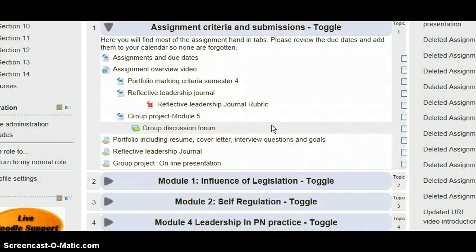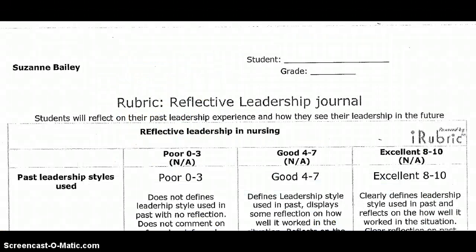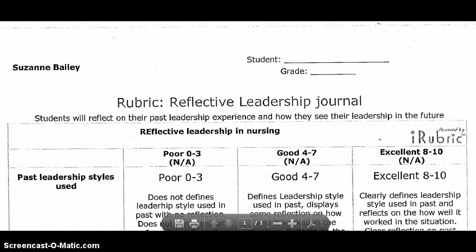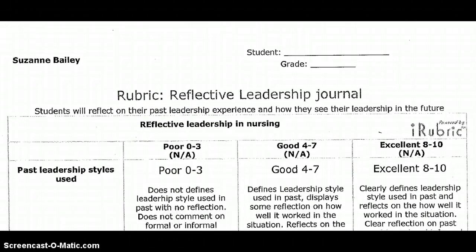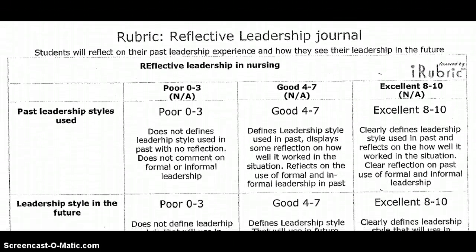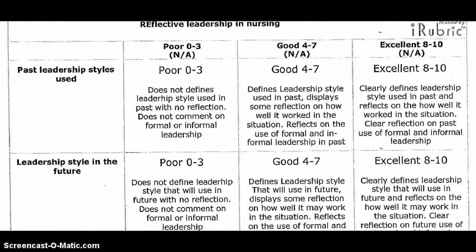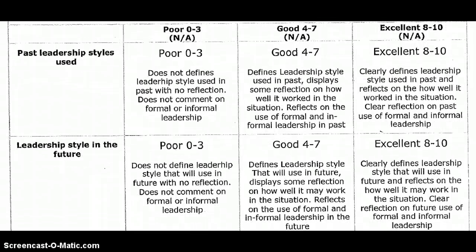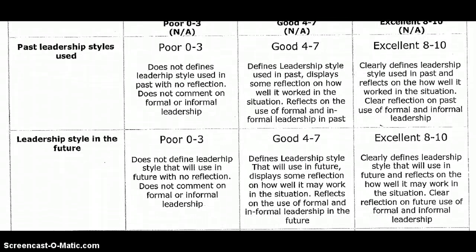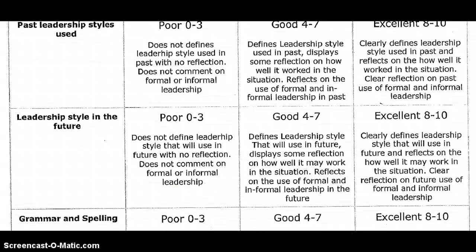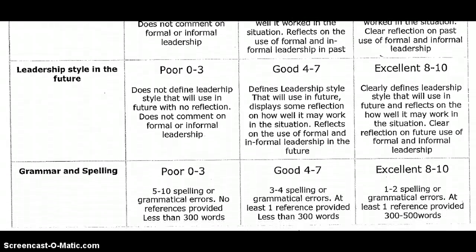The next evaluative tool is a reflective leadership journal. This reflective leadership journal will be done after you have completed your leadership module, and you will write a 300 to 500 word, so it's a pretty short, journal reflecting on how you have used the different leadership styles in the past and how you think you might use some leadership styles in the future. I really hope you enjoy this module.